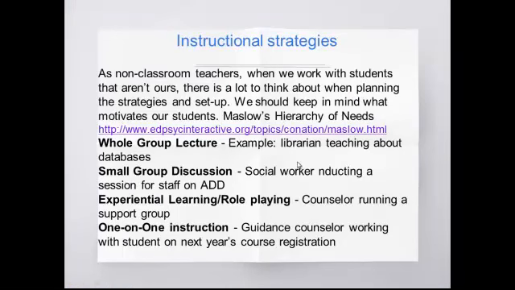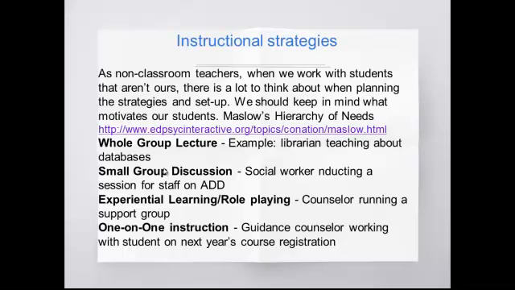So some of the strategies that I'd like to focus on would be a whole group lecture, where you are the one person talking and you're giving information to the whole class. Or it could even be you are training a group of teachers. In the whole group lecture model, I would be the example, the librarian teaching about databases, where I'm going to take maybe 20 minutes to explain them, to go through, to show, but they're going to be listening and taking notes, possibly on their computers.